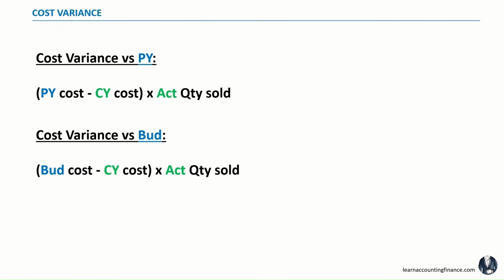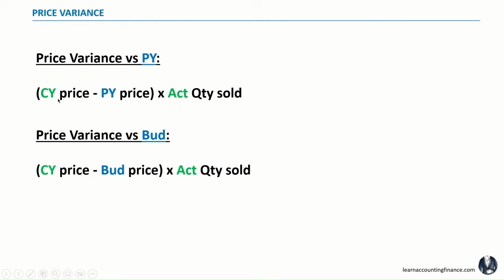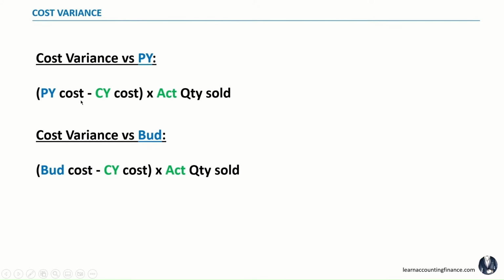If you recall, for sales price variance, we had current year price first. From it was subtracted the prior year price. But in the case of cost, it will be the opposite. We will have prior year cost first, and from it will be subtracted the current year cost. But the rest is pretty much the same, and the same applies to budget.